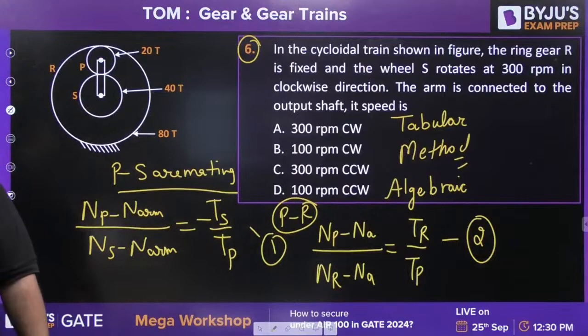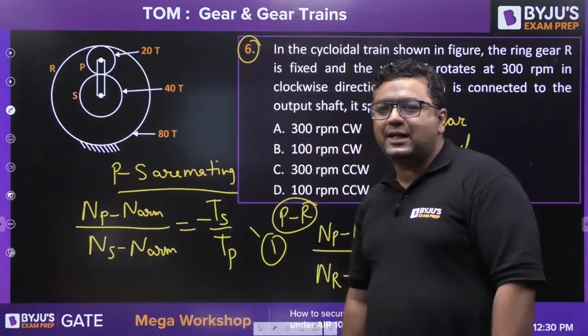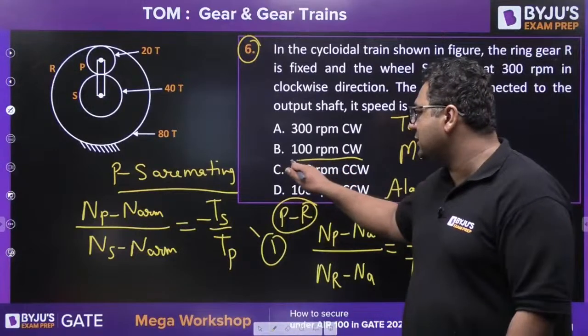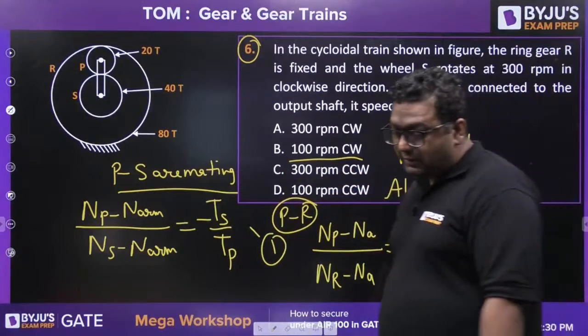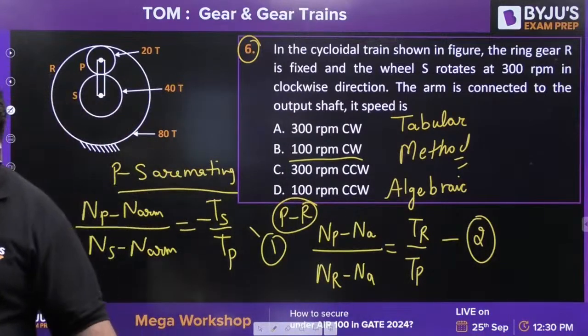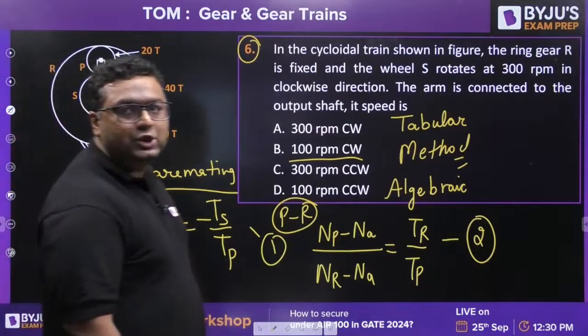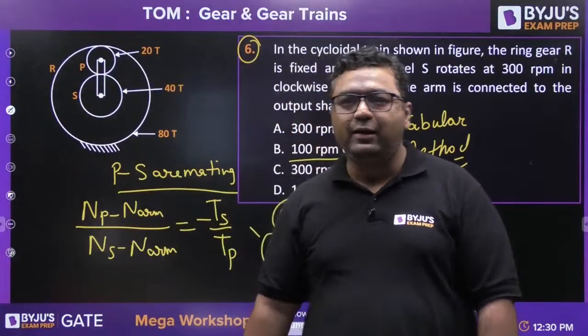Very good. Kalpesh is saying 100 RPM clockwise. Gopal Prasad is also saying 100 RPM clockwise. Very good, Gopal. Kalpesh, what about others? Yes, what about others? Teju, Midun is also saying B, bahut badhiya.